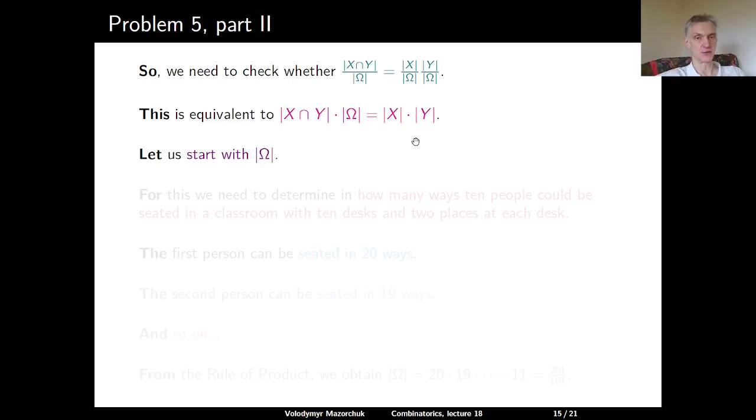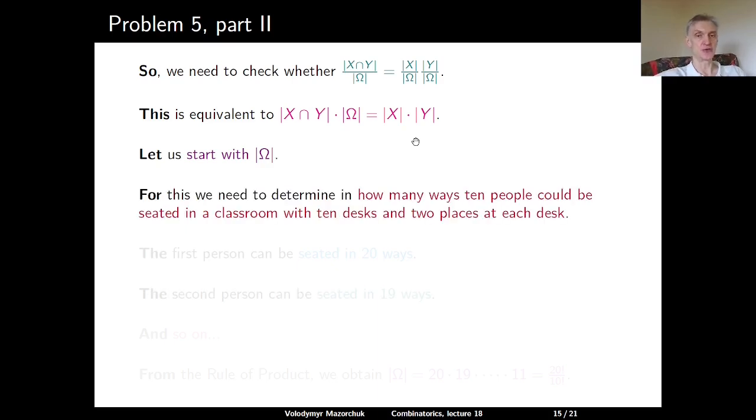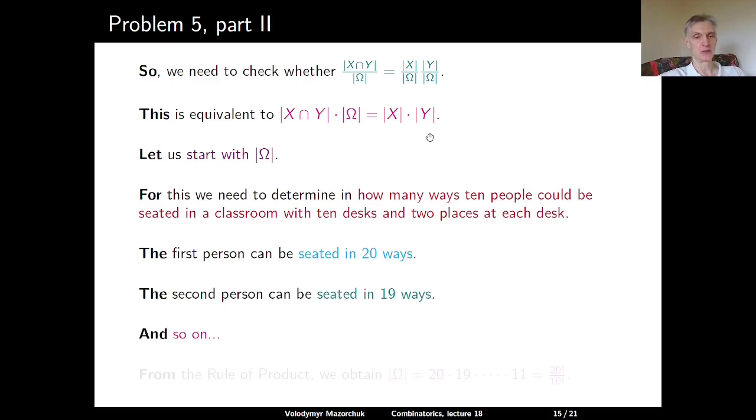Let us start with the cardinality of Omega. So for this, we need to determine in how many ways 10 people can be seated in a classroom which has 10 desks and each desk has 2 places. We have 10 people and 20 places. The first person can be seated in 20 different ways, the second one in 19 ways, and so on. So from the rule of product, the cardinality of Omega is equal to 20 times 19 times 18 and so on times 11, which we can shortly write as 20 factorial divided by 10 factorial. That's the cardinality of Omega.